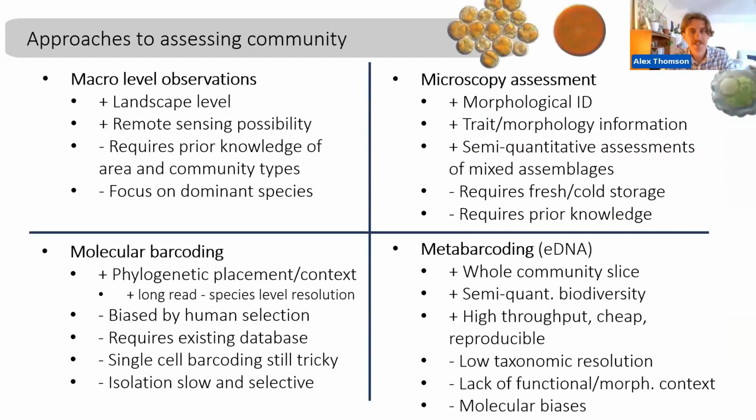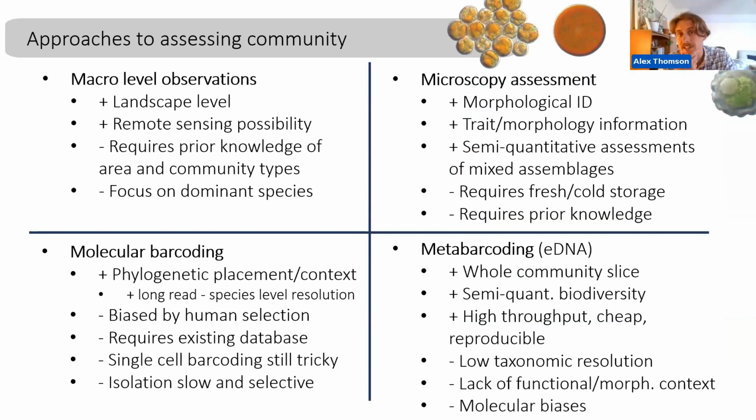And so what I've done here is try and just outline what the various approaches are that exist for assessing communities, what the advantages and disadvantages are. And I won't go into them in too much detail because I realize I've now wasted time with my video. But what you have is essentially these macro level observations. So observations at a landscape level, what size of the bloom is, where it's occurring. And one of the benefits there is you can use things like remote sensing, drones and satellite data to improve that.